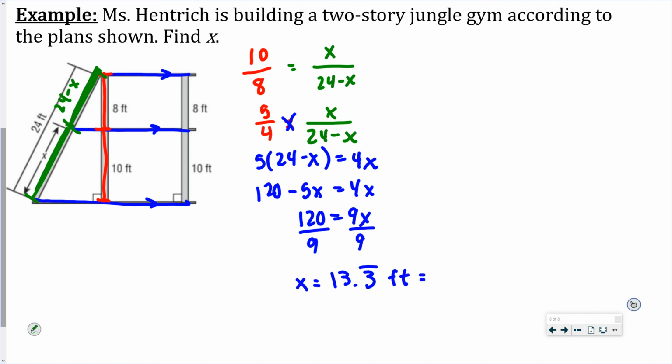But how we'd probably typically see that written is like 13, what's 0.3 repeating as a fraction? 13 1/3 feet, that's good. Or, how many inches is a third of a foot? You could say 13 feet, 4 inches, if you want to. There's a little math in real life for you. Okay. That's it.